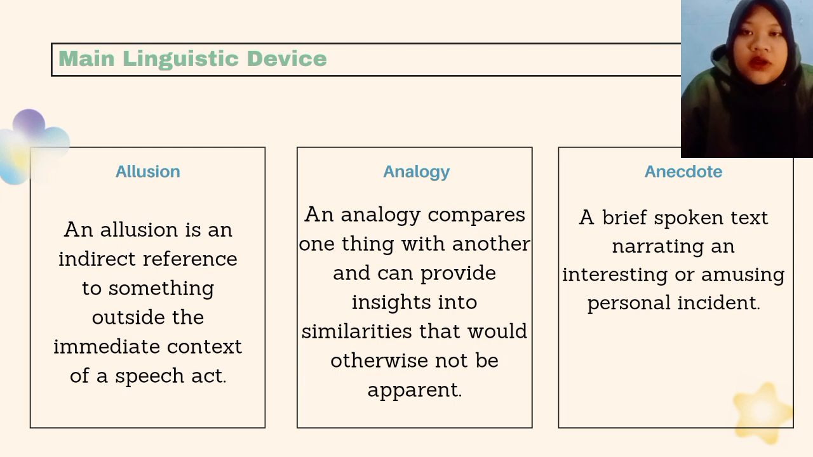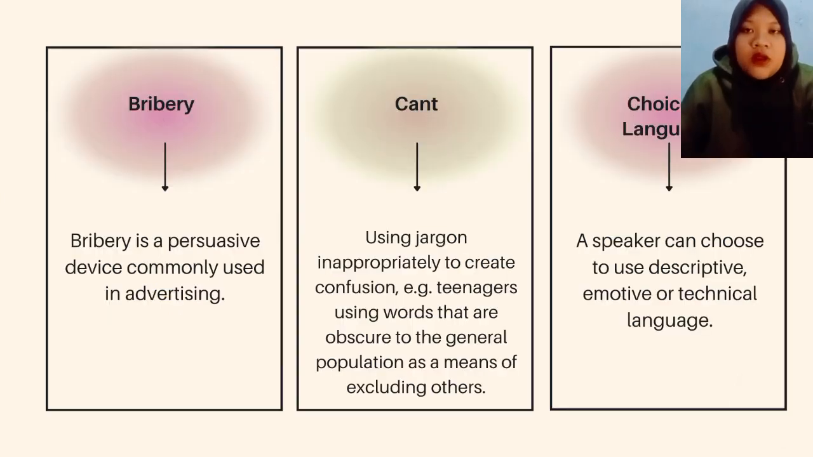The purpose of an anecdote is to reveal a truth or make a point, not just to evoke laughter. Four, bribery. Bribery is a persuasive device commonly used in advertising, sometimes for the needs of the promotion of a product. Five, cant. Using jargon inappropriately to create confusion in teenagers, using words that are obscure to the general population as a means of excluding others.